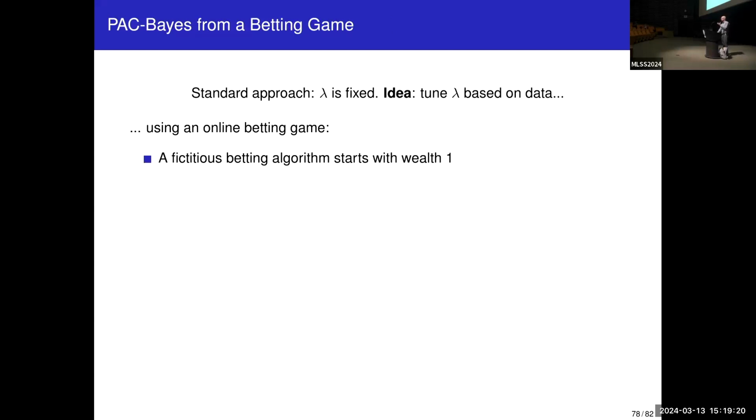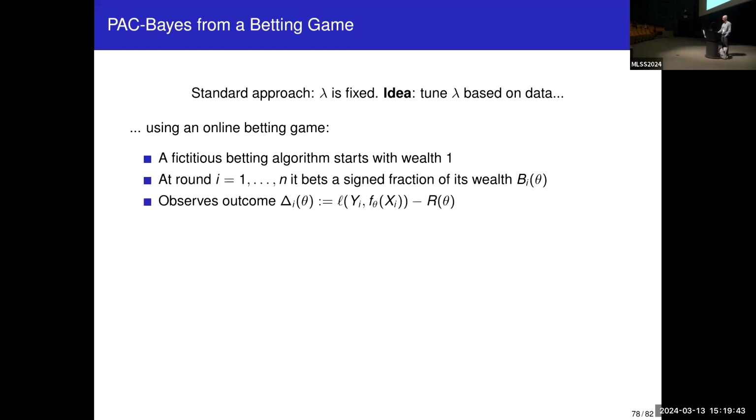Lambda depends on the data. You already have all the information, basically. If you do the things in the right way, you should not retune lambda. And so we use a betting game again. So you start with wealth 1, and you have a betting game for each different theta. So for each different theta, you have a betting game that tells you to bet some fraction of money.